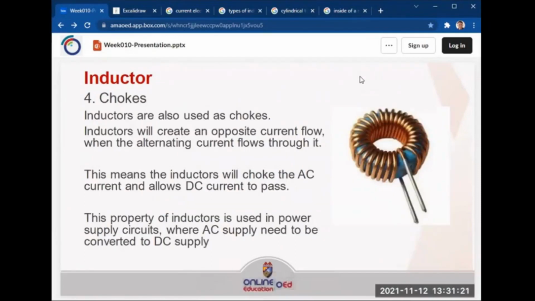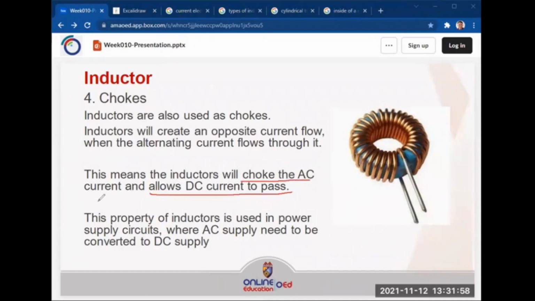Inductors will create an opposite current flow when the alternating current flows through it. This means that inductors will choke the AC current and allow the DC current to pass. This property of inductors is used in power supply circuits where AC supply needs to be converted to DC supply. So this is one of the more important properties of an inductor. It allows DC current and it chokes the AC current.